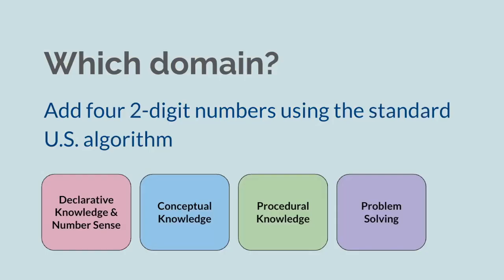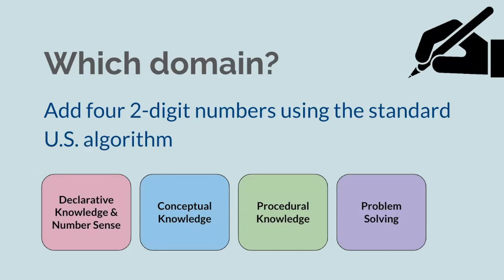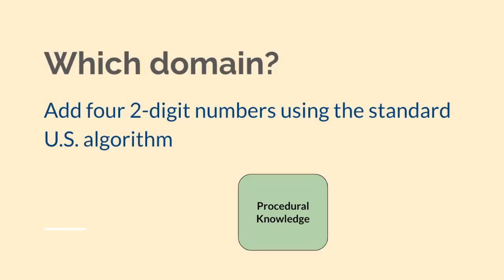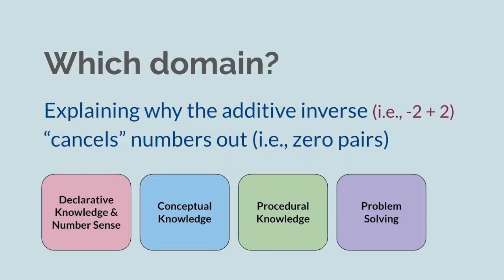Next prompt. If students are adding 4 two-digit numbers using the standard US algorithm, which domain am I describing? Jot it down or discuss with a partner. This is mostly describing procedural knowledge because students would follow the steps for a standard algorithm. Of course, it is helpful to execute this procedural knowledge if the student also has a conceptual understanding of place value and some declarative math facts as well.